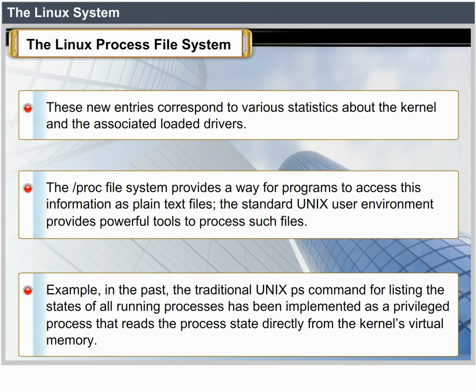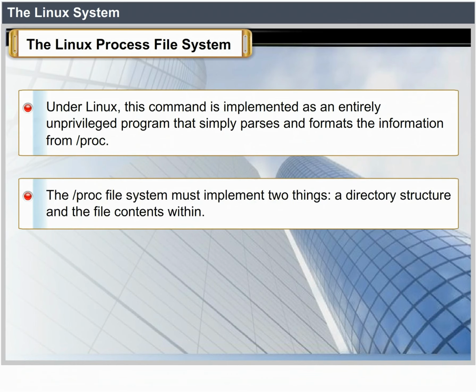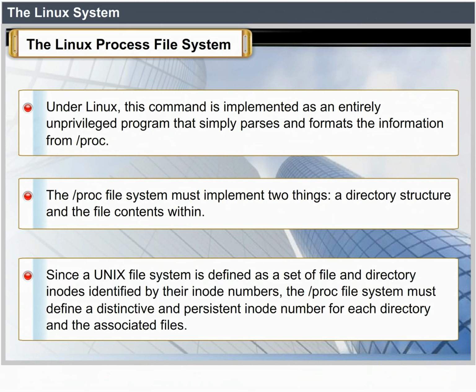For example, in the past, the traditional Unix ps command for listing the states of all running processes has been implemented as a privileged process that reads the process state directly from the kernel's virtual memory. Under Linux, the command is implemented as an entirely unprivileged program that simply parses and formats the information from /proc. The /proc file system must implement two things, a directory structure and the file contents within. Because a Unix file system is defined as a set of file and directory inodes identified by their inode numbers, the /proc file system must define a unique and persistent inode number for each directory and the associated files.